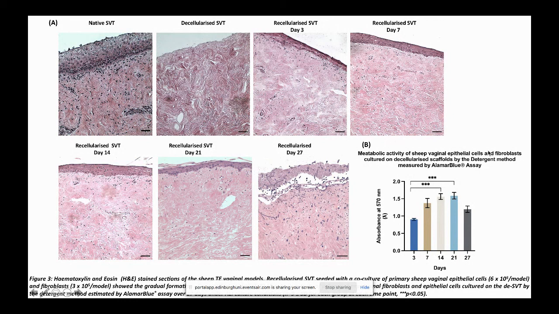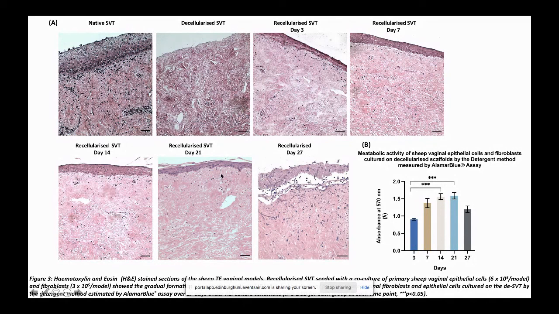In terms of the metabolic activity of primary sheep cells over these constructs, these are the data from the Resazurin assay. We can see that the matrices supported the metabolic activity up to week three. But beyond that, the metabolic activity started to decline, as shown in the histological images.